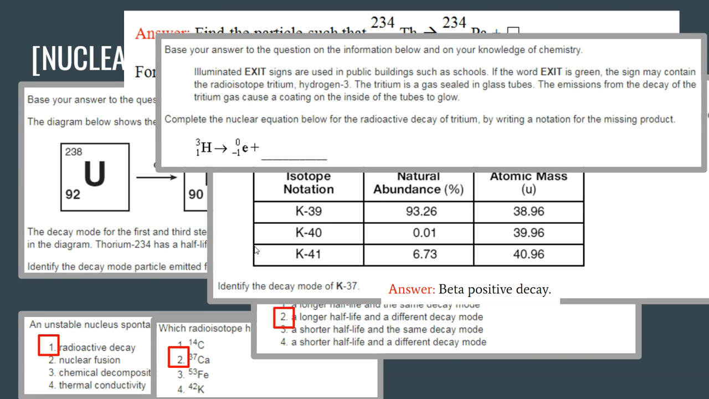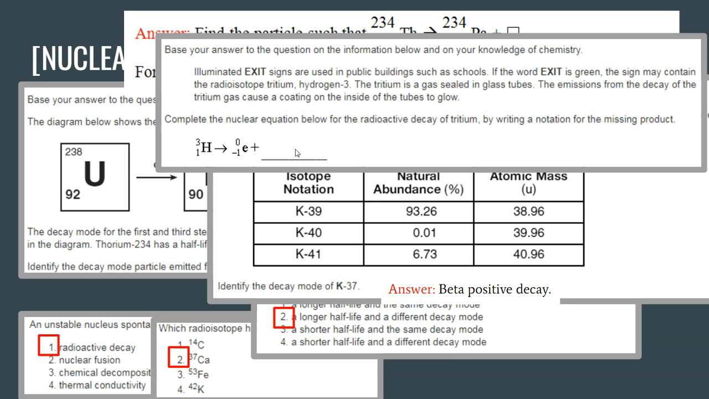Illuminated exit signs are used in public buildings such as schools. If the word exit is green, the sign may contain the radioactive isotope tritium, hydrogen-3. The tritium is a gas sealed in glass tubes. The emissions from the decay of tritium gas cause a coating on the inside of the tubes to glow. Complete the nuclear equation below for the radioactive decay of tritium by writing a notation for the missing product.